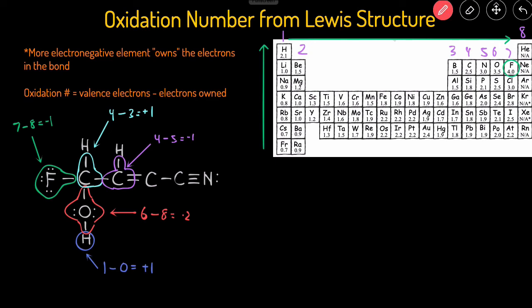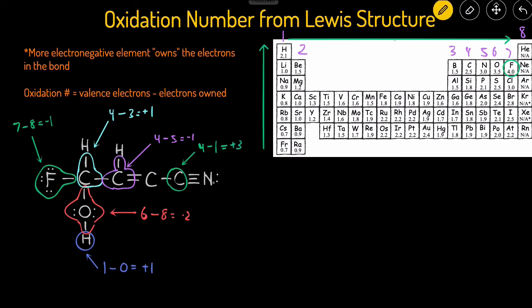Next one, we're going to have to repeat a color because I'm running out of colors. Take a look at this carbon that's triple bonded. Carbon and carbon, so they're going to split. Carbon and nitrogen. Nitrogen is more electronegative than carbon, so it's not going to own any of the electrons on that side. So then its oxidation number is 4 minus just 1 because it's only getting 1 electron on the left. So its oxidation number will be +3.